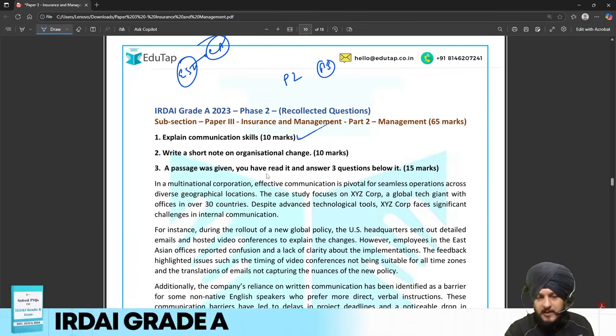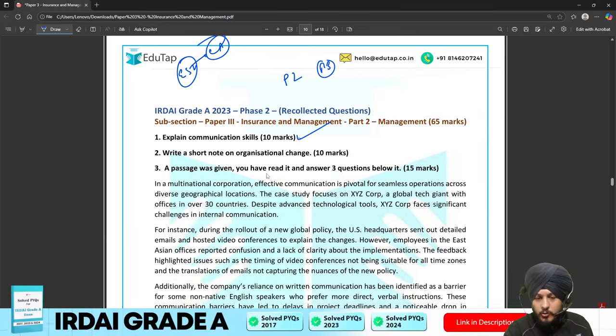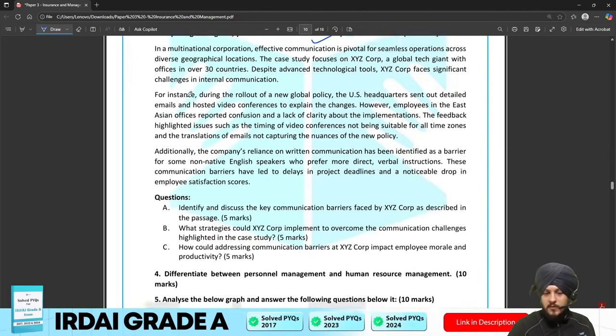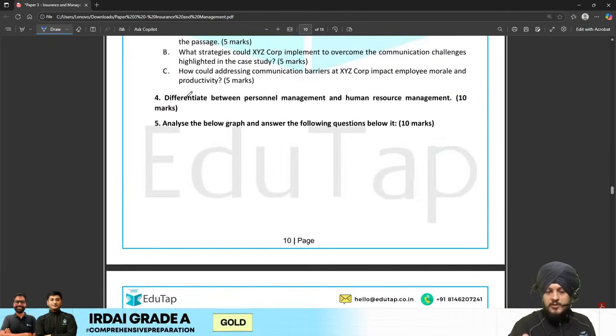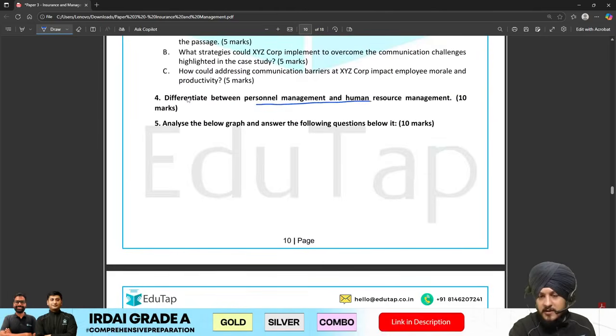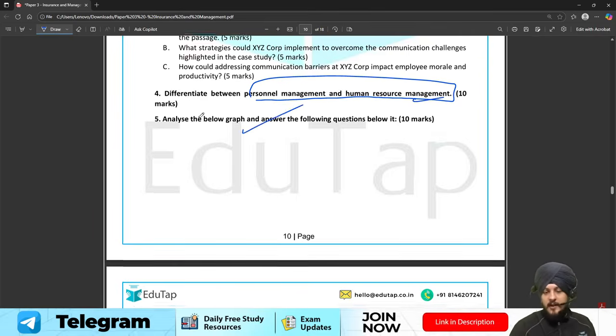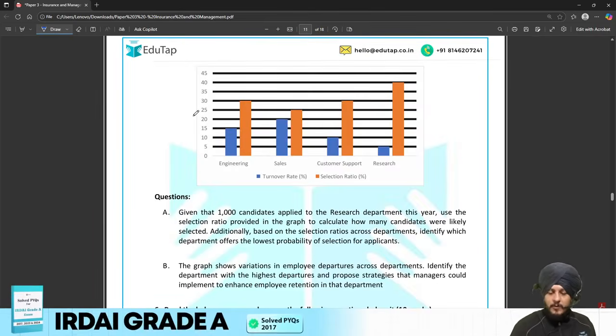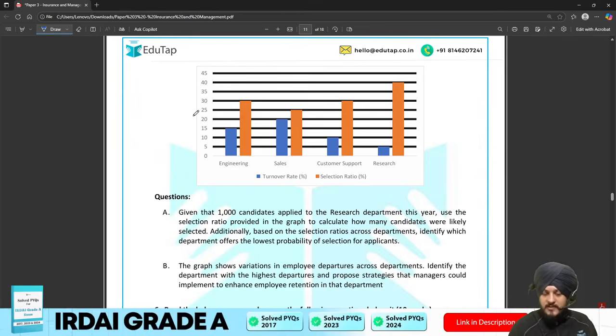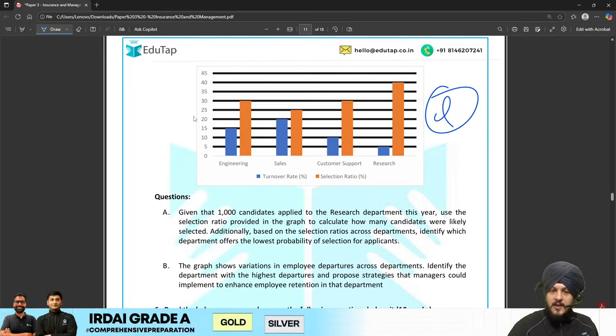You can see: explain communication skills, write a short note on organizational change. Then a comprehension passage based question was asked, which was very easy to answer, right? Then the question about personnel management and human resource management, again a static based question. Then a graph was provided, a very easy graph, and based on that you have to write your answer. Even if you know basic maths or basic quants, which of course you would be knowing, then only you will be able to qualify phase 1, right? So you can easily answer this bar graph also.